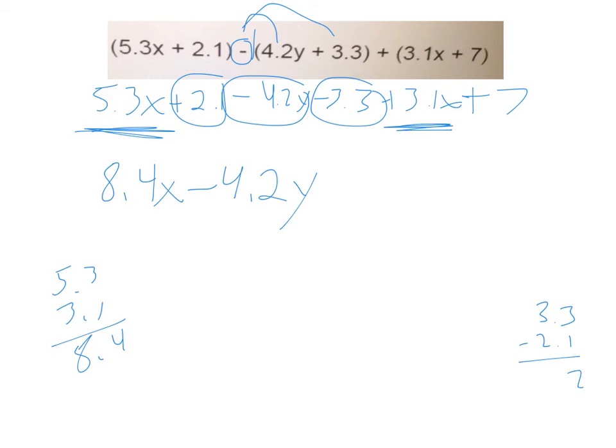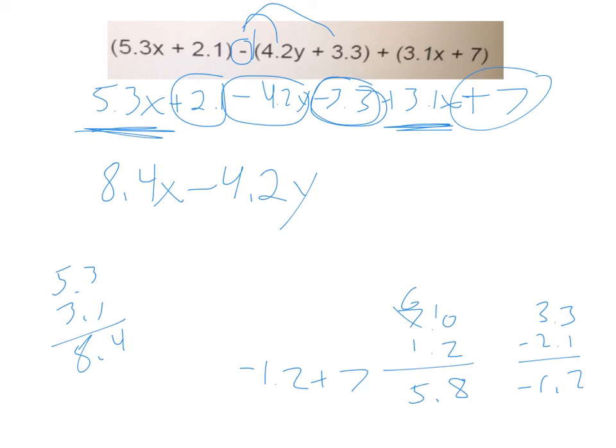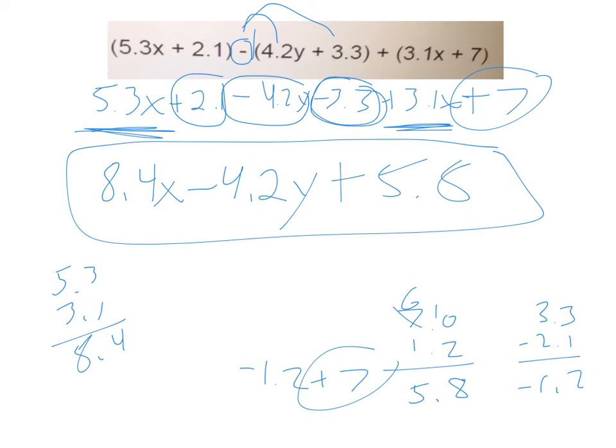And that gives you guys a 1.2, but the bigger sign up here was negative, so it's a negative 1.2, and you still have this plus 7 there. So if you do negative 1.2 plus 7, that's different signs, subtract, 7.0 minus 1.2. You have to make sure you borrow, so you guys end up getting 5.8, and the bigger sign is positive, so it's a plus 5.8. And that is the answer simplified.